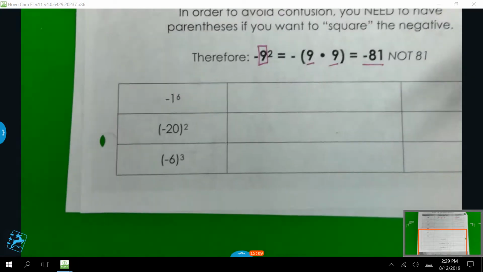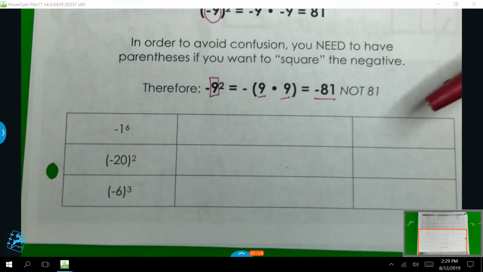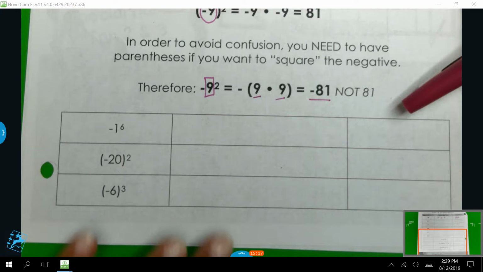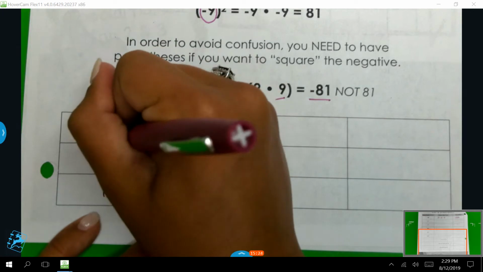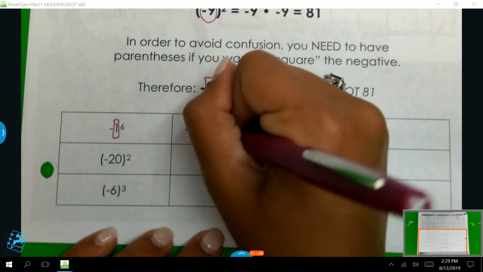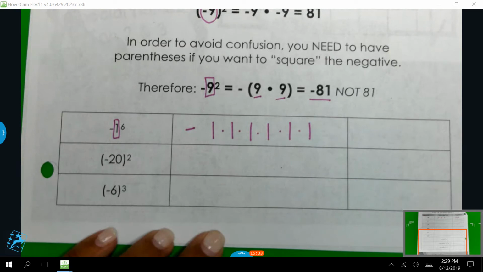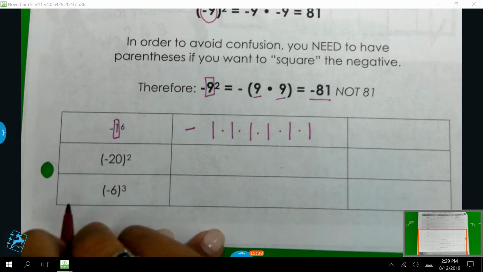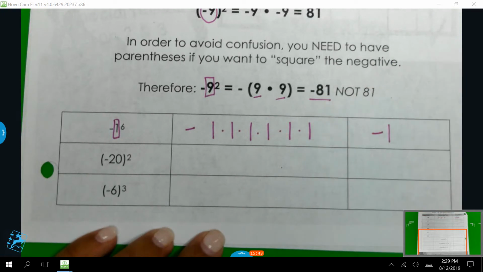So if we look at the next example, negative 1 to the 6th power, do I have parentheses? No, I have no parentheses. So what is my base? Just 1. So that means that I have a negative out front, and 1 times 1 times 1, 6 times. So what is my simplified answer? Negative 1. Good job.